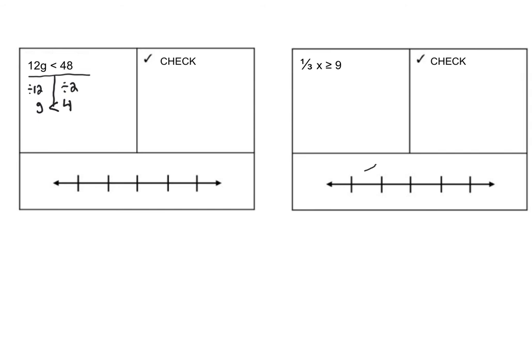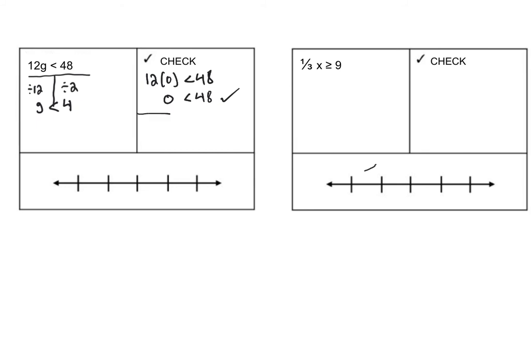Now the checks are a little bit different. Since my solution actually means that g can be all numbers that are less than 4, I want to pick a number other than 4 to check that it makes a true statement. So I'm going to just pick 0 because 0 is less than 4. And I'm going to say, well, is 12 times 0 less than 48? And it's true that 0 is less than 48. That's a true statement, so my check is done.